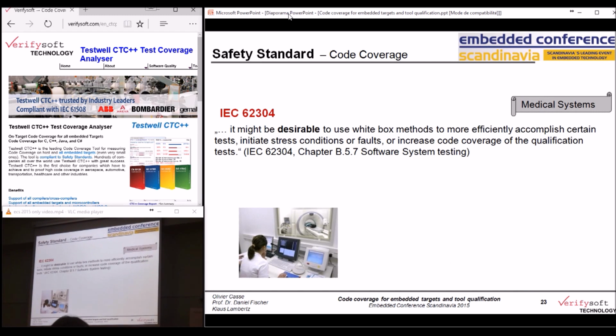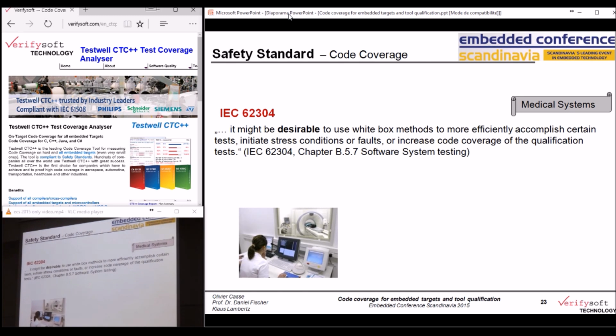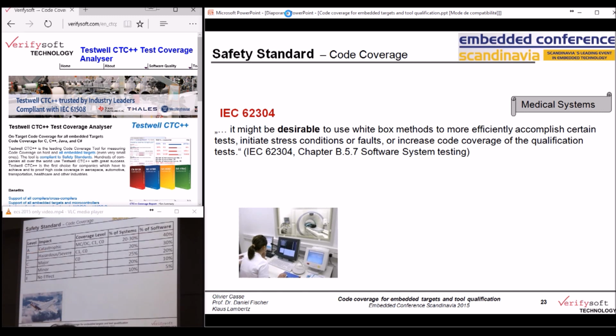For medical, it's more vague. You can read it. It's not really mandatory, but let's say a recommendation to use this kind of coverage. But I think things are moving, and it will change in the future.